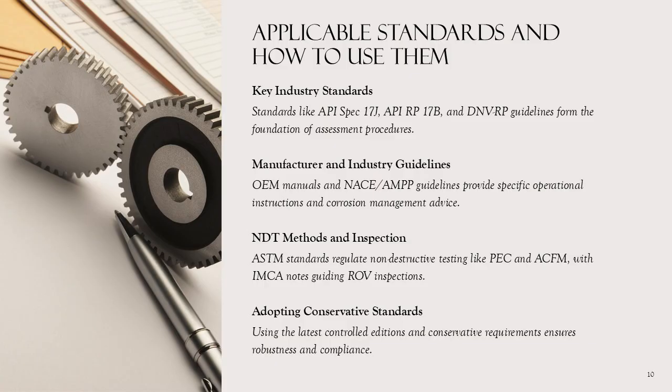Applicable standards and how to use them, failure modes considered. The assessment procedure relies on key standards such as API Spec 17J for flexible pipe design, API RP 17B for operations and integrity management, DNV RP F201 for fatigue analysis, and DNV RP F204 for integrity management frameworks. OEM manuals provide specific instructions for annulus monitoring, venting, and acceptance criteria. NACE or AMPP guidelines inform corrosion and MIC management, while IMCA notes guide ROV inspections.